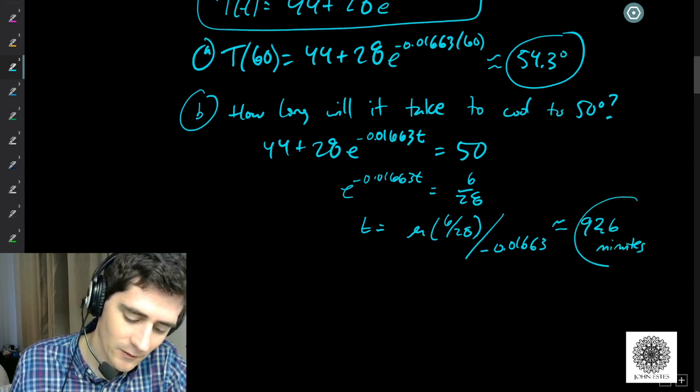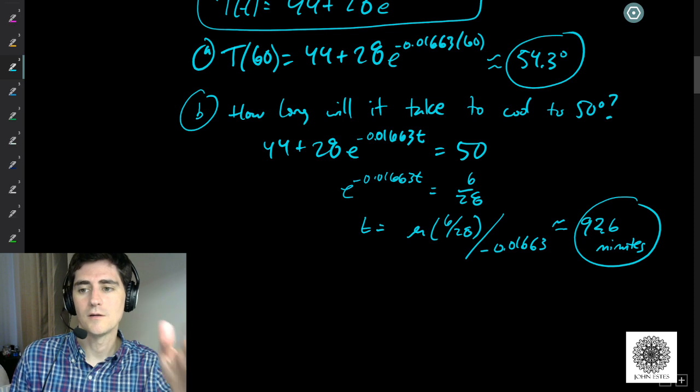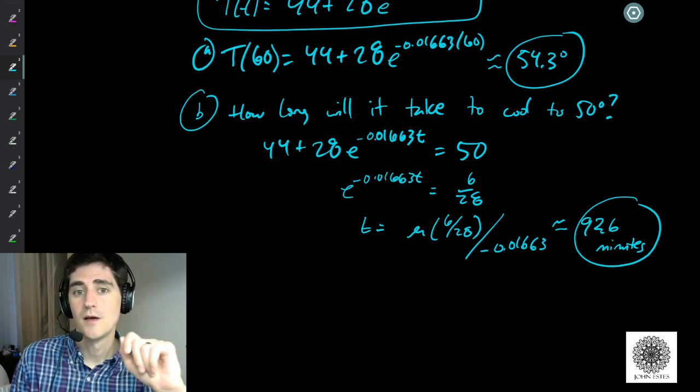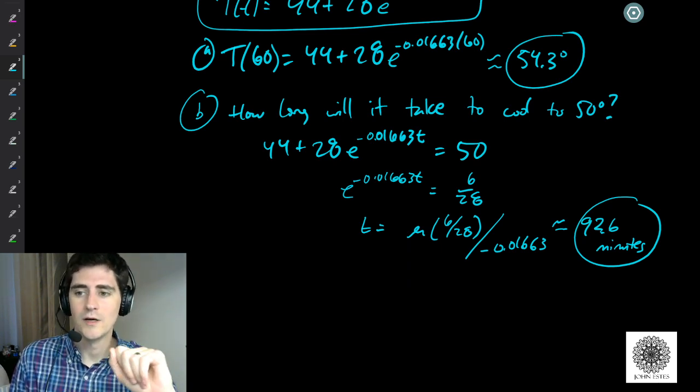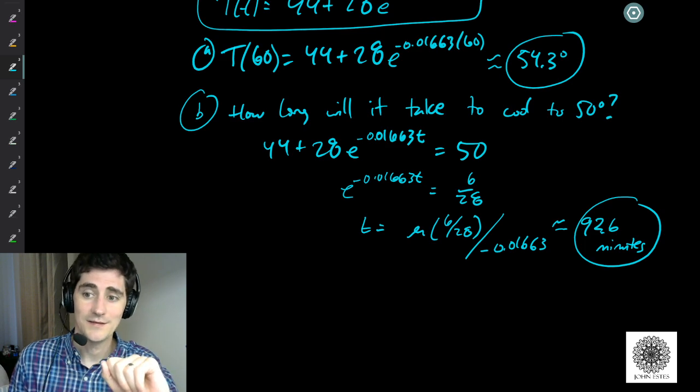Okay, so about an hour and a half. You're going to have that Coke in the refrigerator for an hour and a half before it's going to be the 50 degrees that you want to drink. Does that make sense?